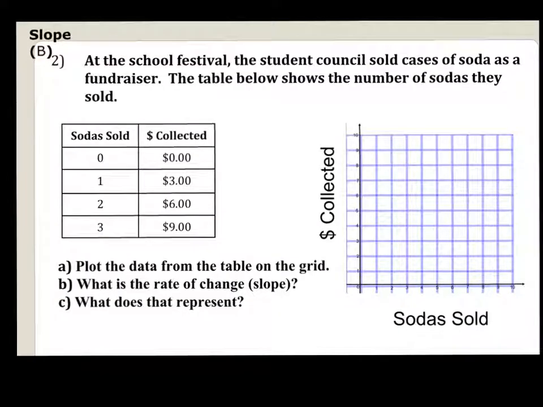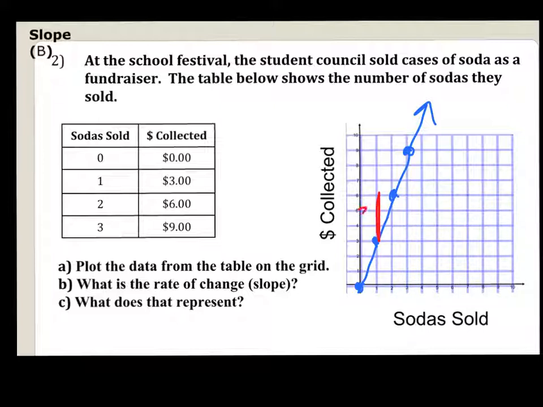All right, student council and selling pop. Money collected, plot the data. So the first thing you need to do is plot your coordinates, 0, 0, 1, 3, 2, 6, and 3, 9. That should make a straight line. And then letter B, what is the rate of change or slope? So that's your rise over your run. Again, pick any 2 points, it doesn't matter.